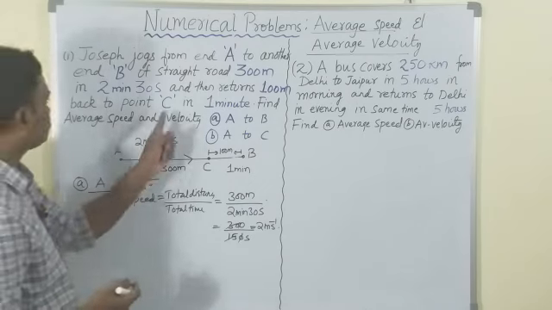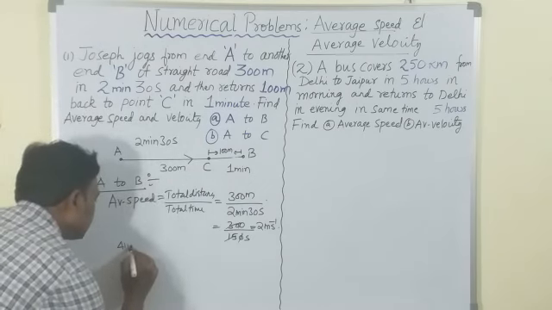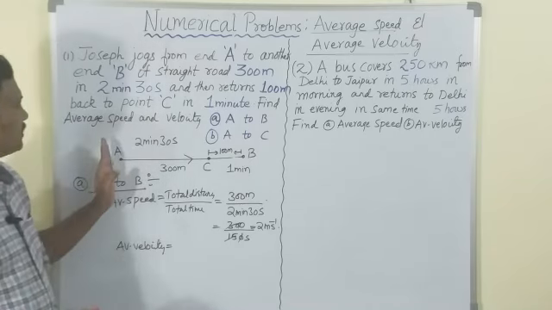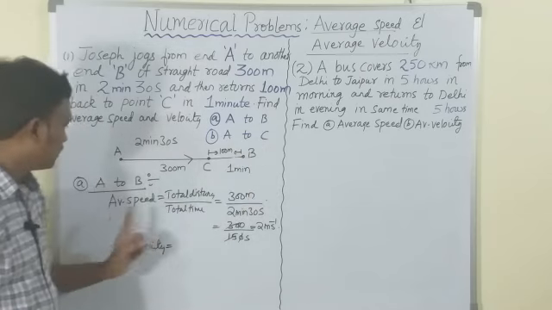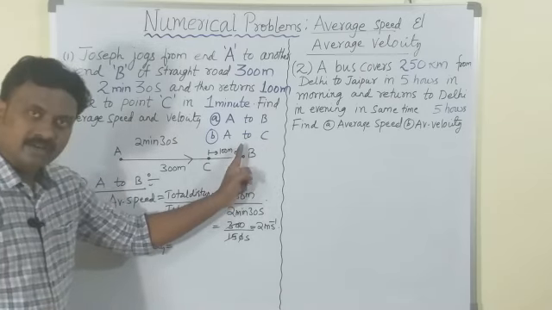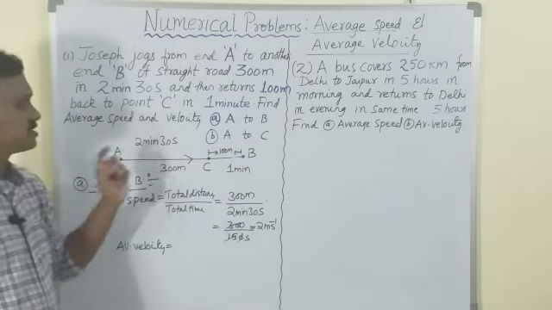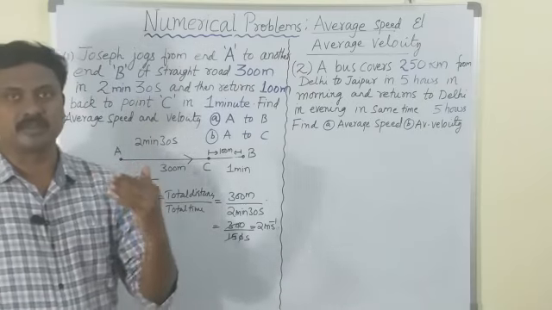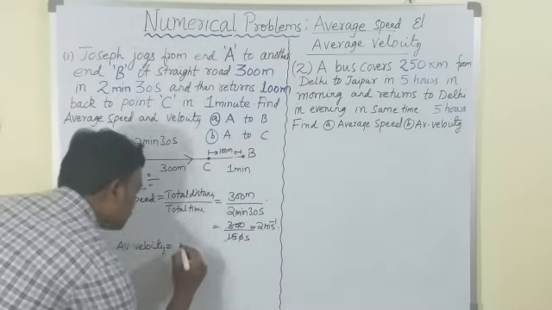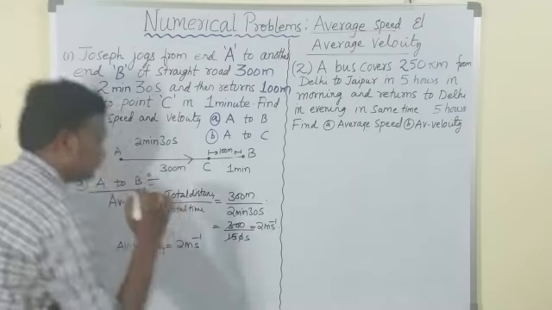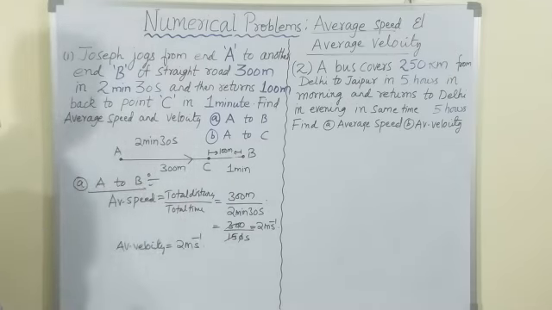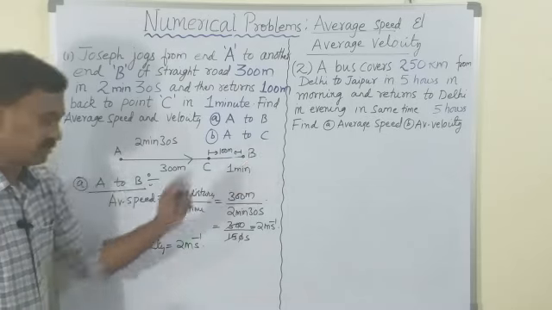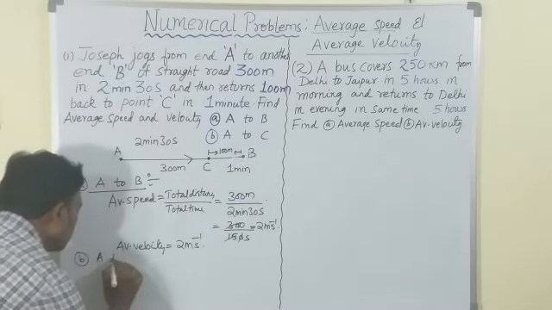Next, average velocity. As the body is traveling in a straight line, the displacement is 300 meters and the time taken is 2 minutes 30 seconds. In this case, as the body is moving in a straight line, the average speed and average velocity are both the same. So average velocity is also 2 meter per second. Now we'll go for the second, that is A to C.